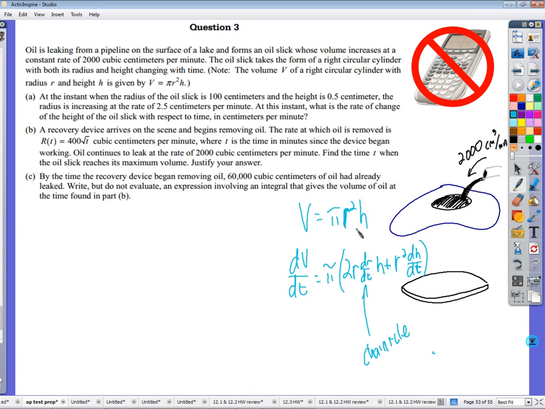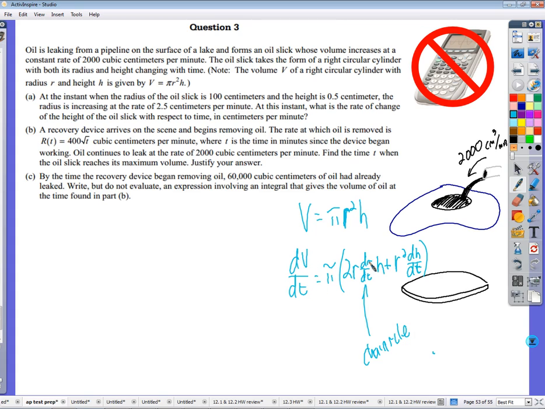Here to take the derivative of this product of functions. When it comes to taking the derivative of r squared, we're taking with respect to time, so we need to use the chain rule. Likewise for h, we need to use the chain rule. Really, when you take the derivative of h with respect to time, it's dh/dt. Time is measured in minutes here, so dV/dt is saying how much volume per minute?